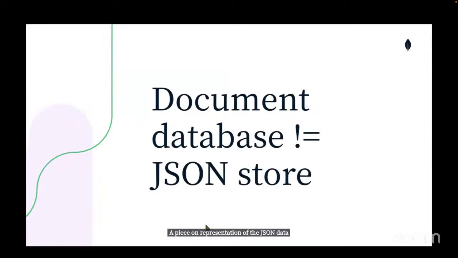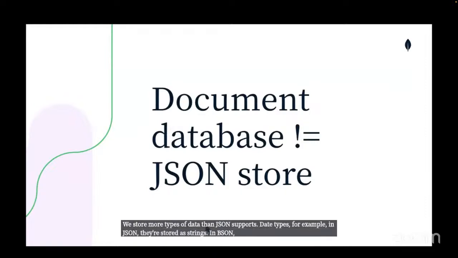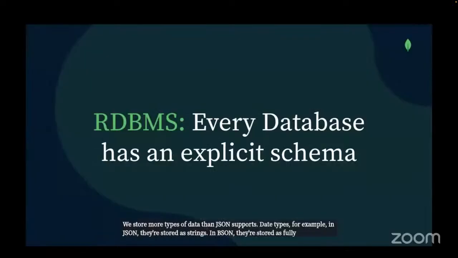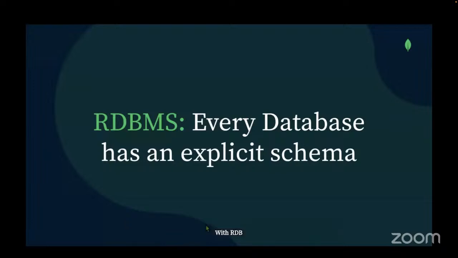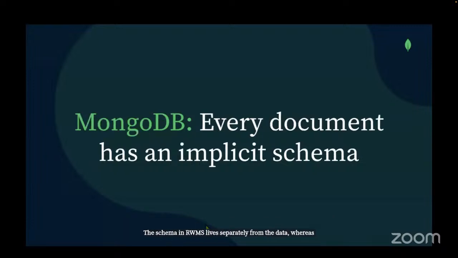That enables us to be very rich in the types of data that we store. We store more types of data than JSON supports. Date types, for example. In JSON, they're stored as strings. In BSON, they're stored as fully supported date objects. This helps us when we develop code. With RDBMS, every database has an explicit schema, and that lives outside, separate from the data. The schema in RDBMS lives separately from the data, whereas with MongoDB, it lives in the data.